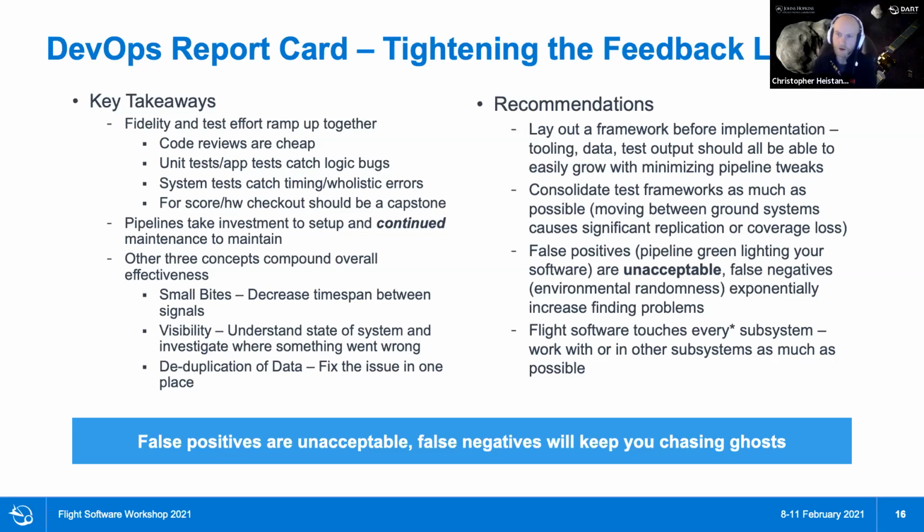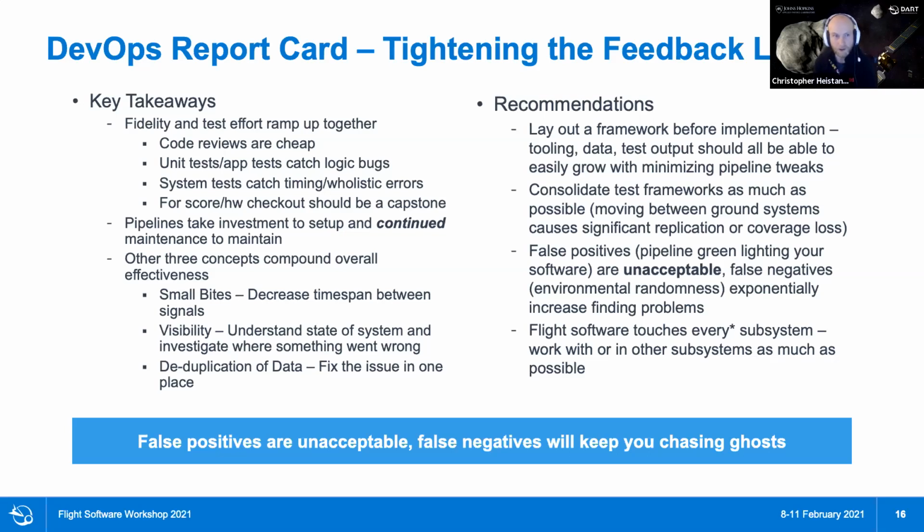False positives are unacceptable. You want to be able to absolutely 100% trust your pipeline. When the pipeline says that your code is good to go, then you should be able to deploy it to your spacecraft. If you have any false positives, then you, SMA, everybody will start distrusting what your pipeline is producing.